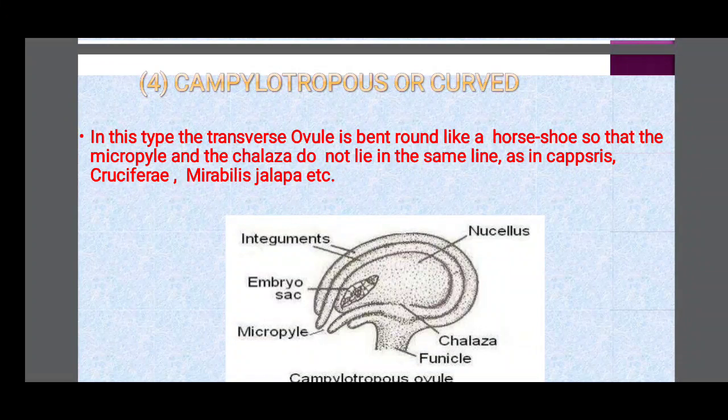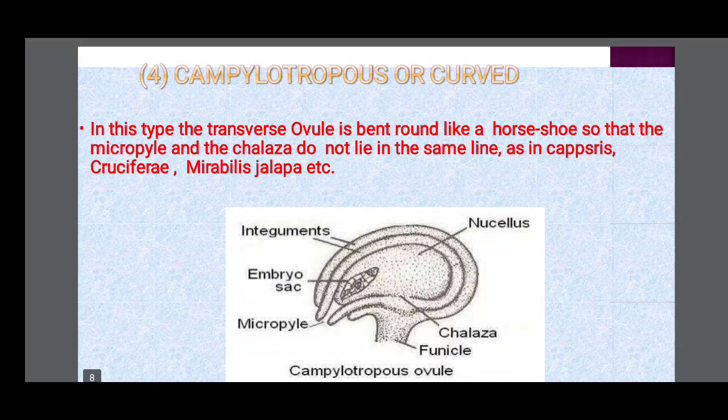Same as anatropous and hemianatropous, but the ovule body is curved. So the micropyle and chalaza are not in a straight line. The body is bent on the funicle. That is the campylotropous or curved ovule. These ovules are commonly seen in Capparis, Cruciferae, Mirabilis jalapa, etc.